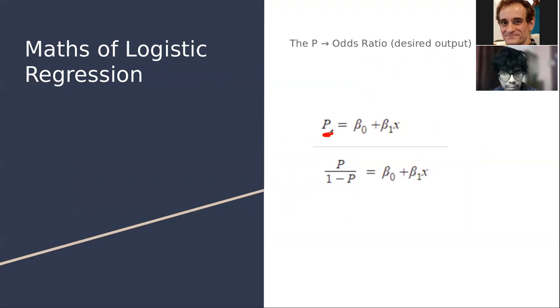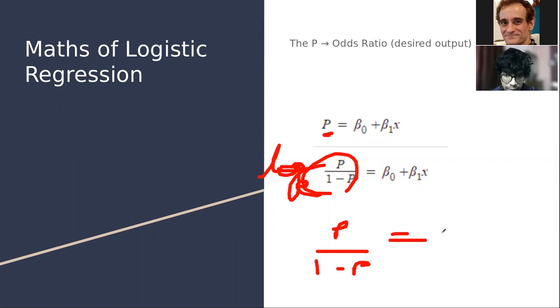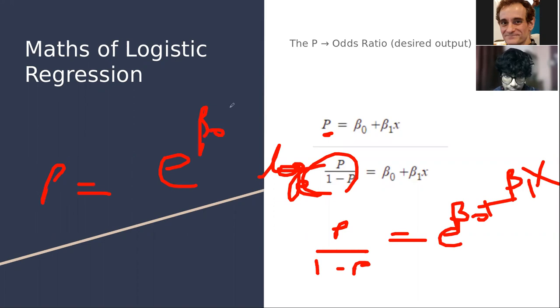Here P is not the probability, but rather we describe P as the odds ratio, or rather, to obtain the formula, we describe it as the log of odds ratio. And if you take the log of odds ratio at base e, it is P by 1 minus P equal to e to the power beta naught plus beta 1x, removing the log. After solving, you get P equal to e to the power beta naught plus beta 1x divided by 1 plus e to the power beta naught plus beta 1x.